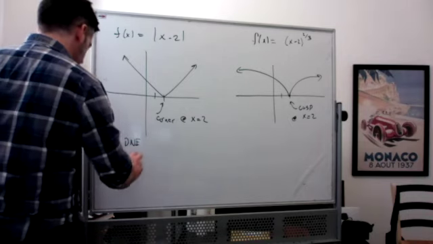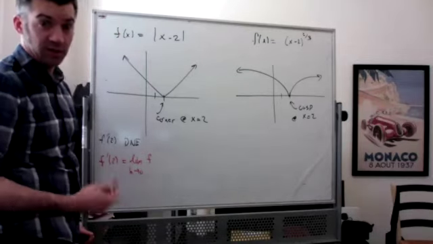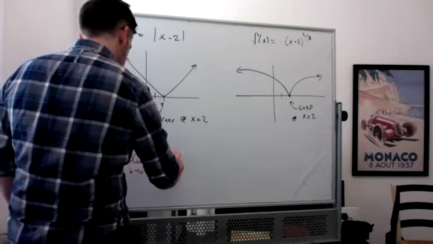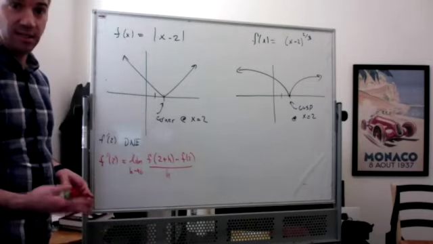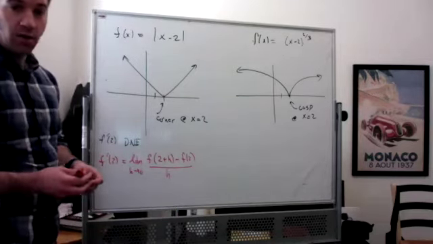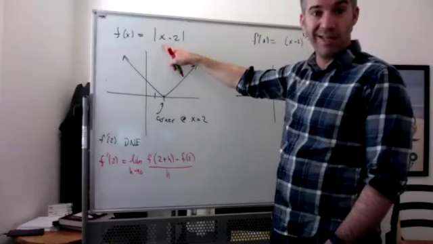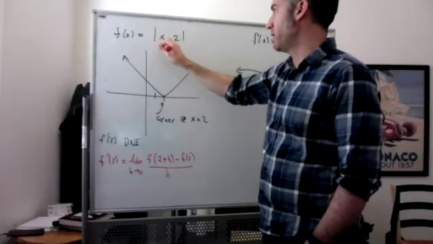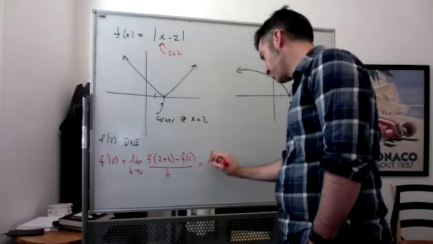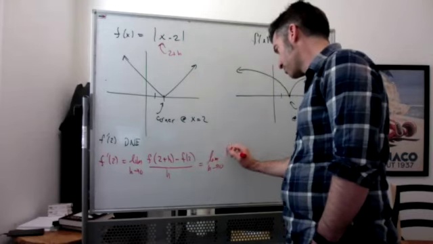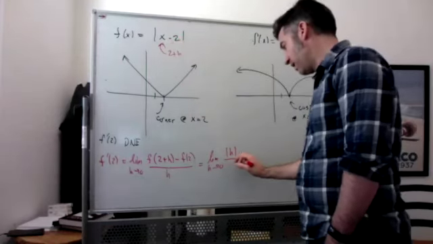f prime of 2 is the limit as h approaches 0 of f of, instead of x plus h, it's going to be 2 plus h, minus f of 2, all over h. I'm just replacing the x's in the limit definition of the derivative with 2's. But now I'm going to actually use the function. Absolute value of 2 plus h minus 2. Well, if I'm plugging in 2 plus h for x, 2 plus h minus 2 is just h. So I've got the absolute value of h. And f of 2, well, 2 minus 2 is 0, and the absolute value of 0 is 0, divided by h.